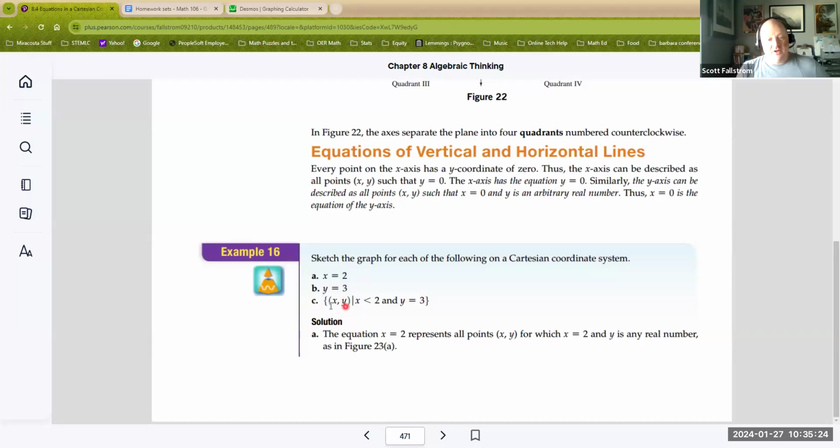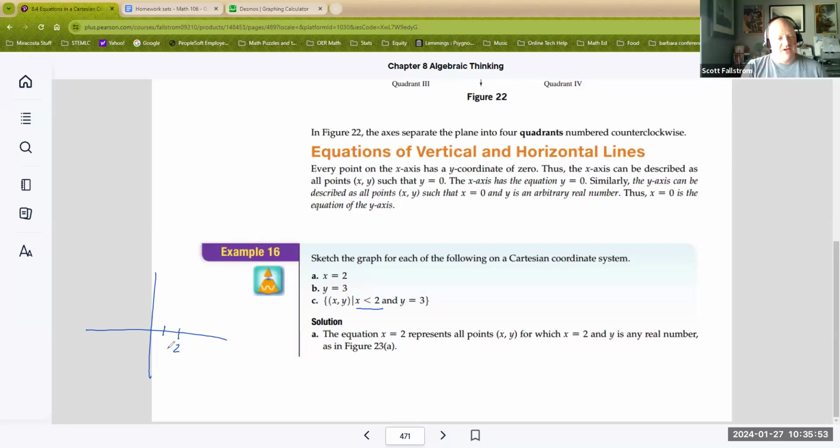Now, if you take a look here, this last one is in set notation back from chapter 2. This says, I want the set of all points x comma y. So that's all the points that I can think of. Notice though, x has to be less than or equal to 2 and y has to equal 3. So when you picture that, just read that out loud and tell yourself, wait a minute, okay, I need some points in a grid. I know x has to be less than 2.